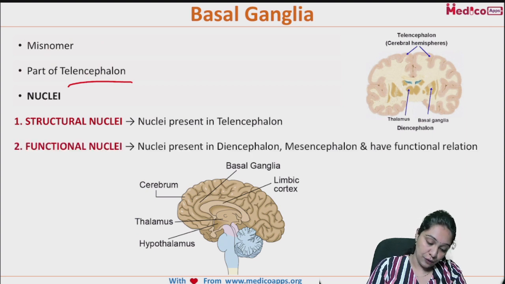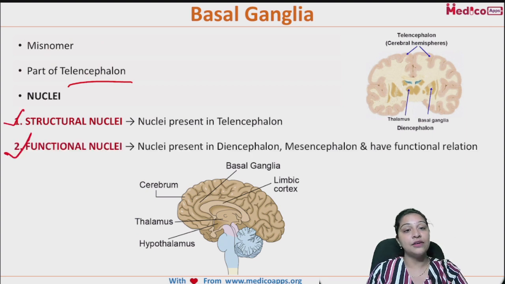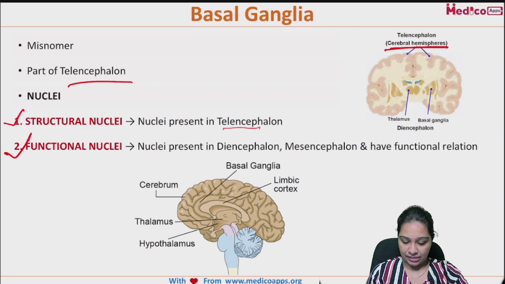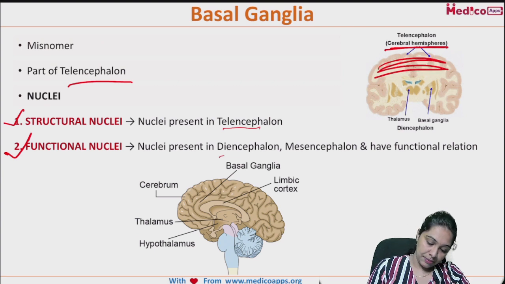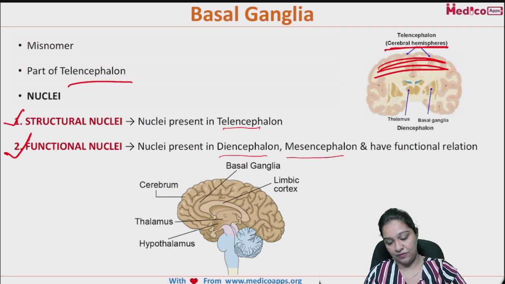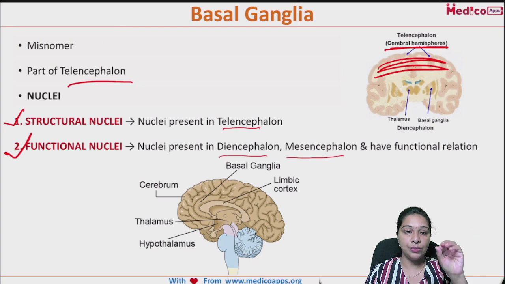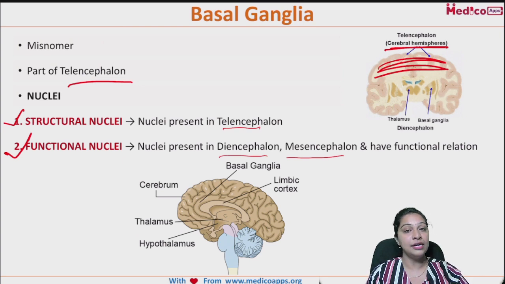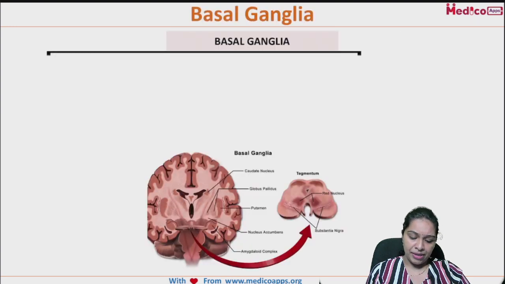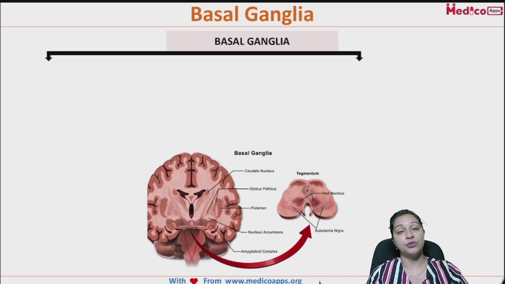The nuclei are of two types, the structural nuclei and the functional nuclei. The structural nuclei are present in the telencephalon, that is in the cerebral hemispheres, and the functional nuclei are present in the diencephalon and mesencephalon and have a functional relation. Now, in the basal ganglia, there are many types of nuclei.